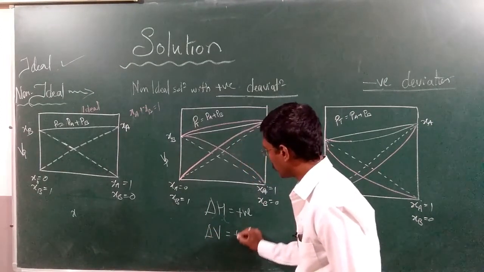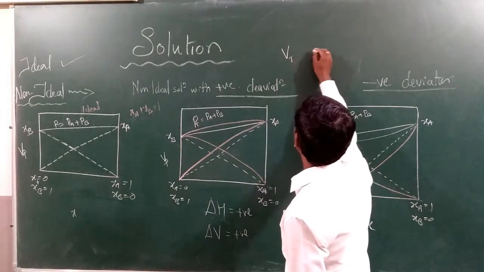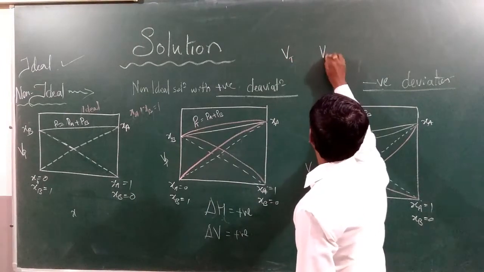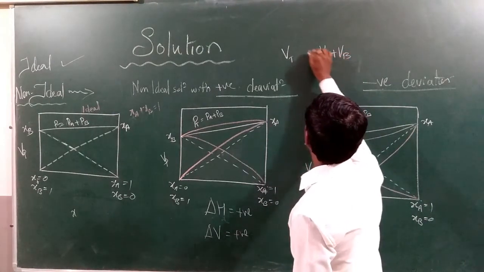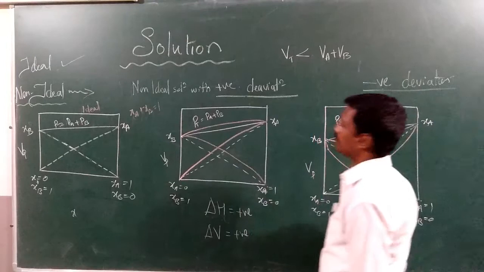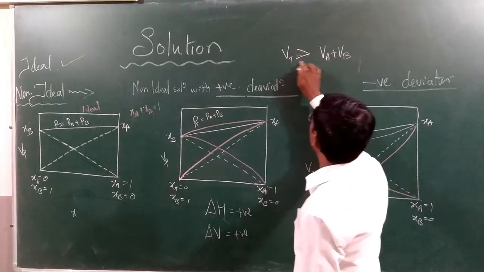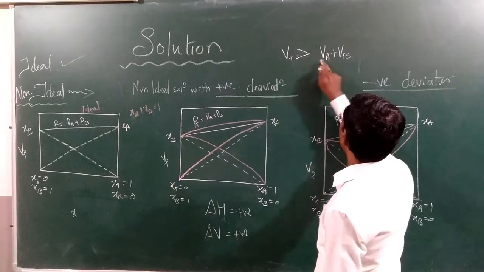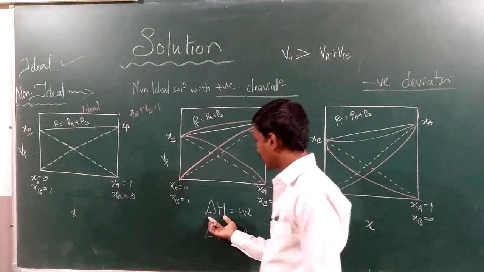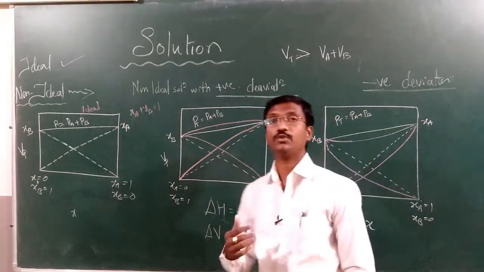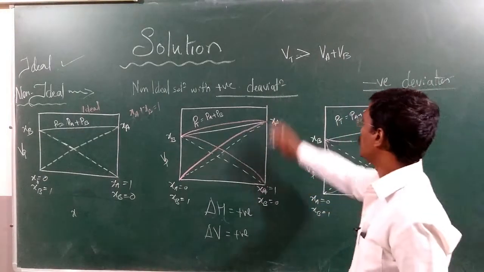is positive. How? As we added the total volume, when we added VA plus VB, these have a greater volume than the previous one. You can take this as a greater volume. The total volume of VA and VB is greater. Similarly here also the change in enthalpy is positive, it is increased. If it is increased, then it is called positive deviation.